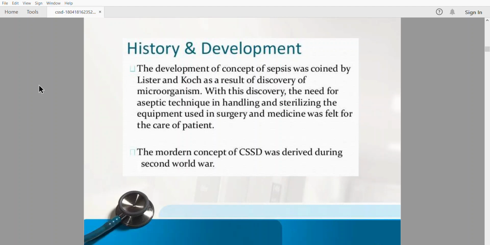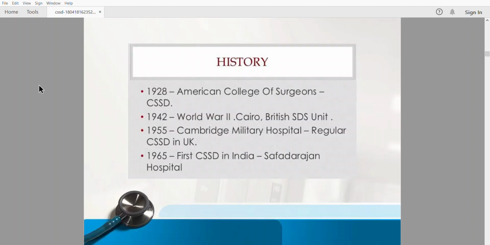Background: history and development. The concept of asepsis was coined by Lister and Koch as a result of the discovery of microorganisms. With the discovery, the need for aseptic technique in handling the sterilization of equipment used in surgery and medicine was felt to be of utmost importance for the care of the patients. The modern concept of CSSD was derived during the Second World War. So this is some history.